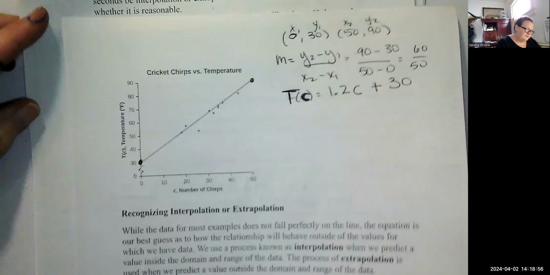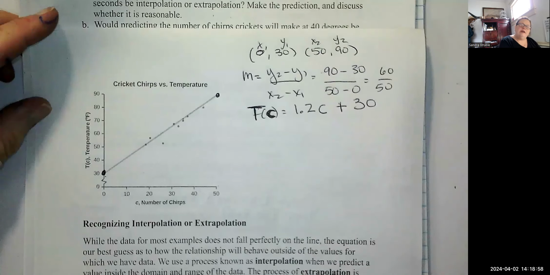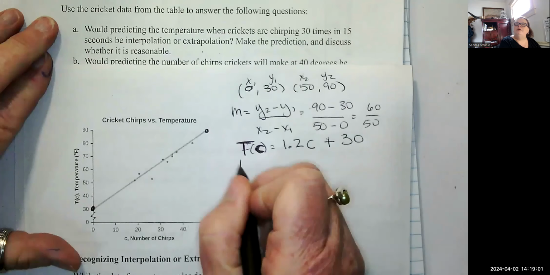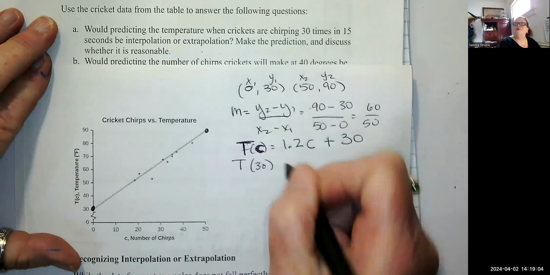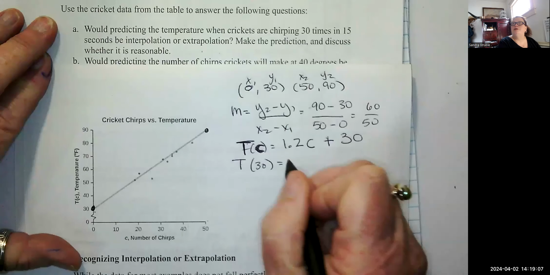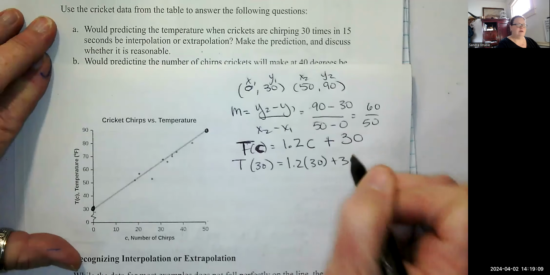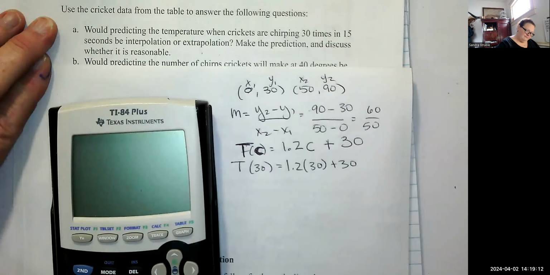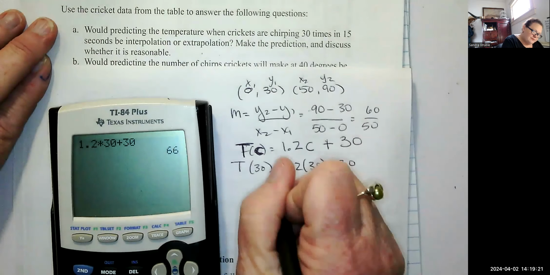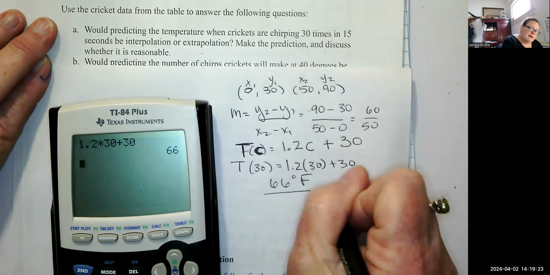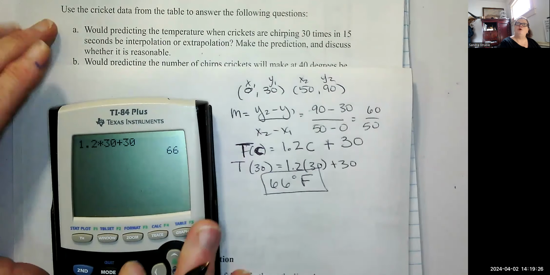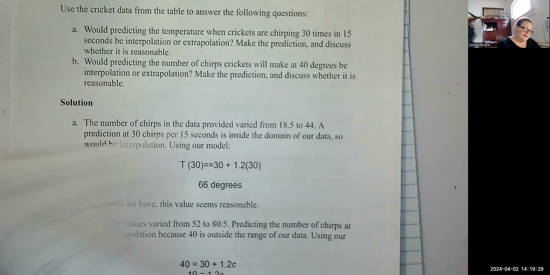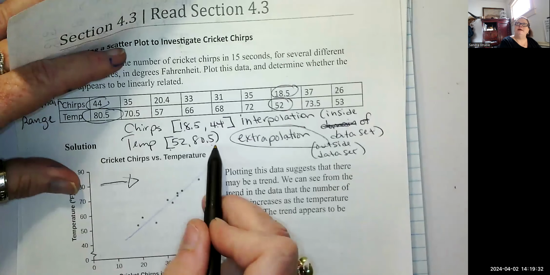Let's find this again. For the 30, we've already got a function we've created. What would be the temperature for 30 chirps? This is how I would calculate this: 1.2 times 30 plus 30 is what I need to calculate. 1.2 times 30 plus 30 is 66. The other thing you can check here is to make sure that the 66 falls within the range of the data set. So is 66 in between? Of course it is. So therefore, yes, it's interpolation. All right, let's look at the other one.